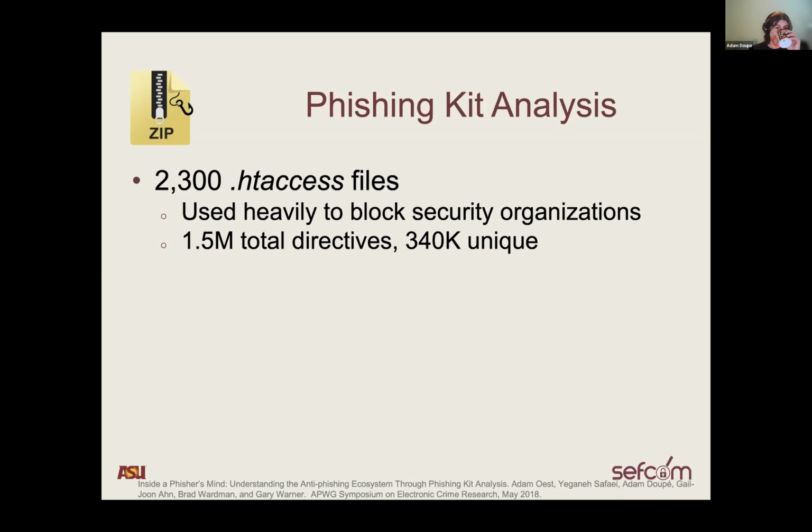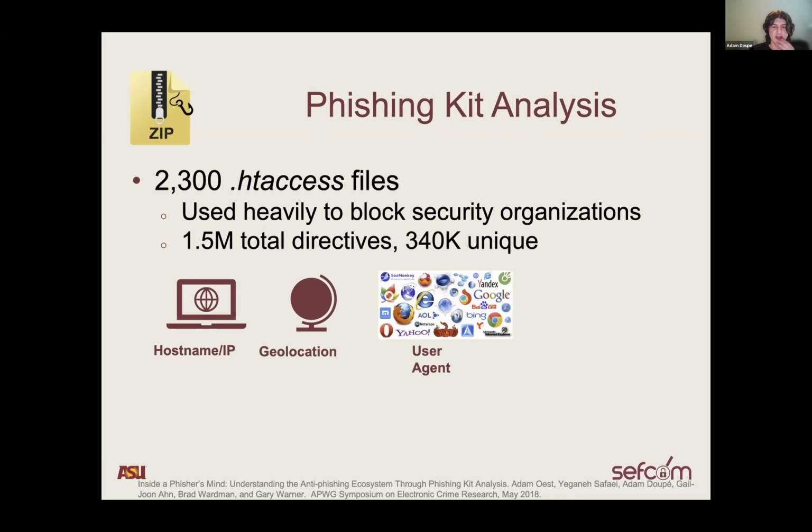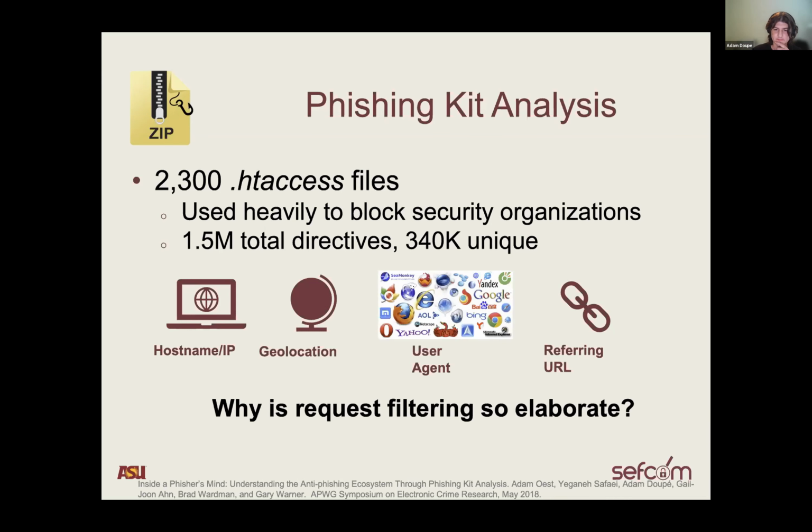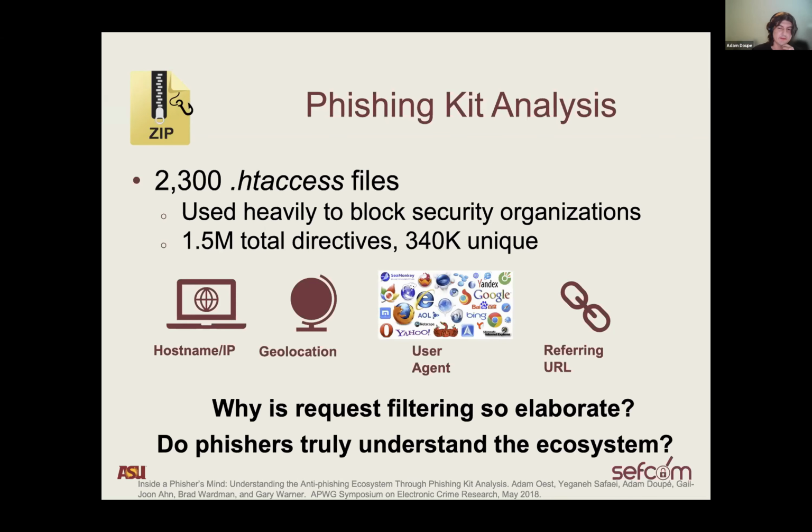And what we found here is that these were very heavily used to block security organizations. Sometimes the phishing kits would even have comments about which organizations they were trying to block. In total, we saw about 1.5 million different directives, 340,000 of which were unique. So we were able to look at them, and from this work we tried to understand: why are they doing this? What kind of things are they blocking? Do they actually understand what they're blocking?